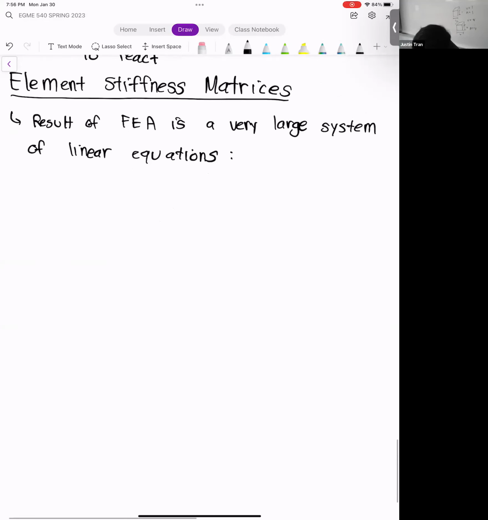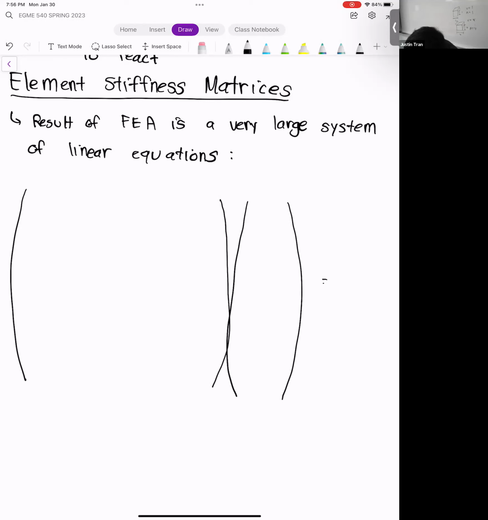So again, it looks something like this. We have a gigantic left-hand side matrix. We have our solution vector. Our right-hand side vector. Okay.